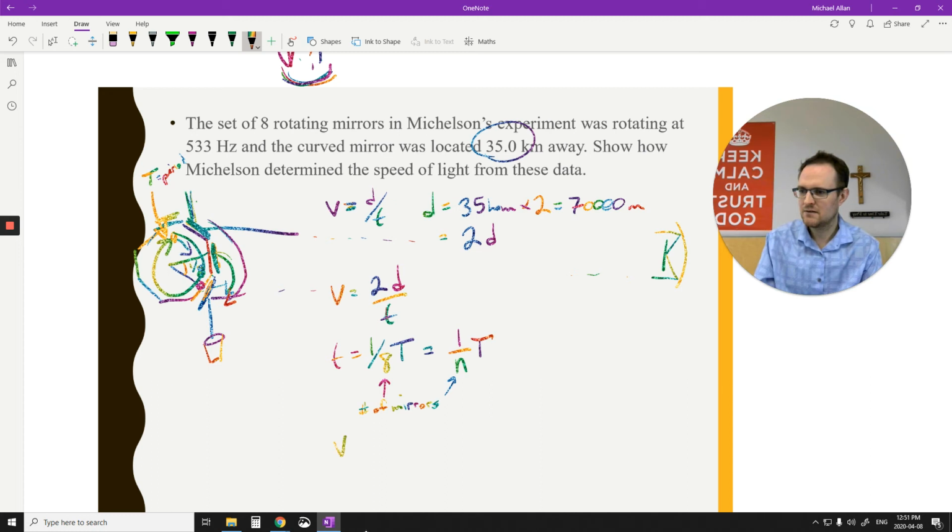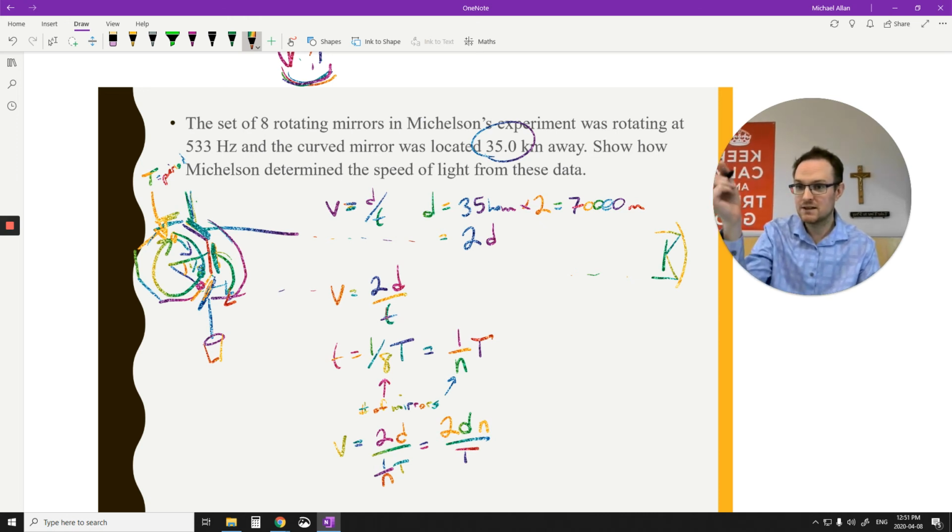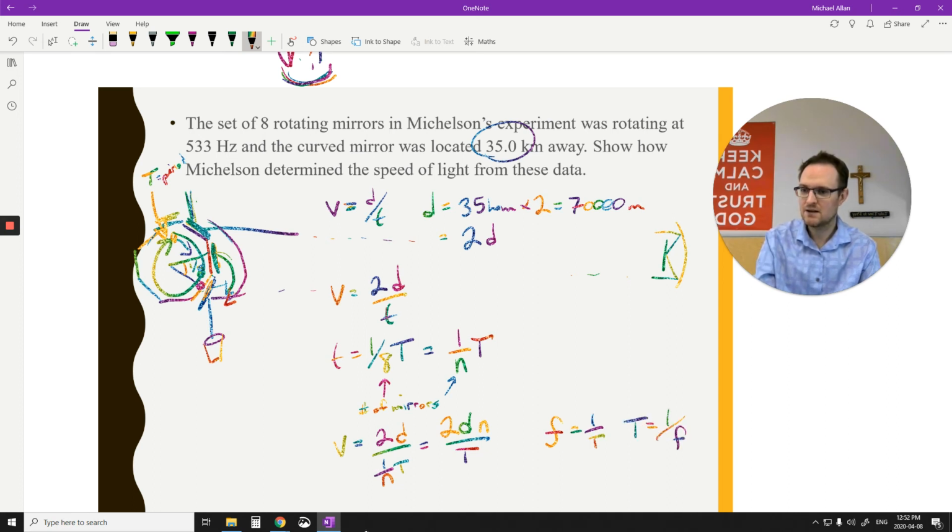So I'm going to say V is equal to 2 times d over 1 over n times T. And this is going to simplify because you divide by a fraction, we take the reciprocal. 2 times d times n over T. Okay, but the question doesn't have T. The question has frequency. So what we know about frequency and period is that they are reciprocals of each other. Frequency is 1 over T. Okay, so that means T is equal to 1 over frequency. So I'm going to put that into this formula as well.